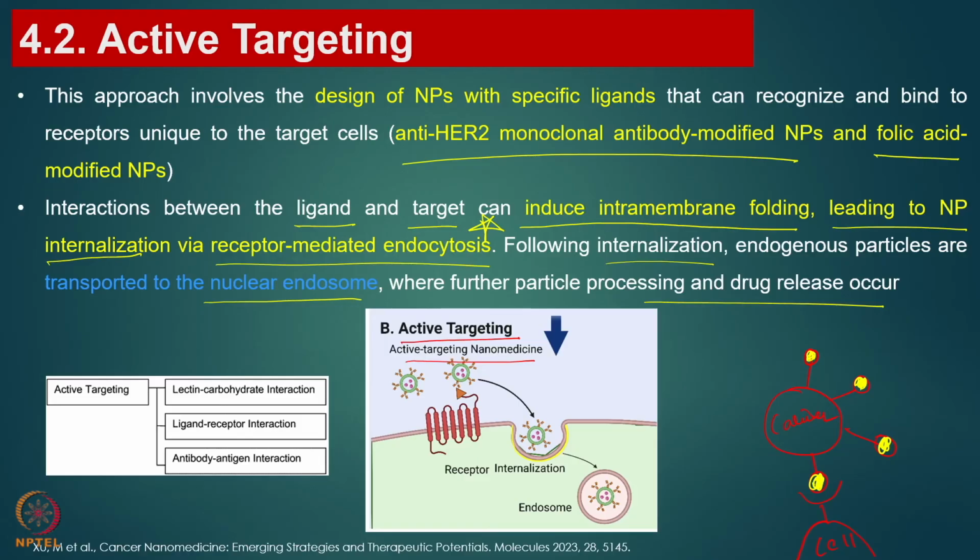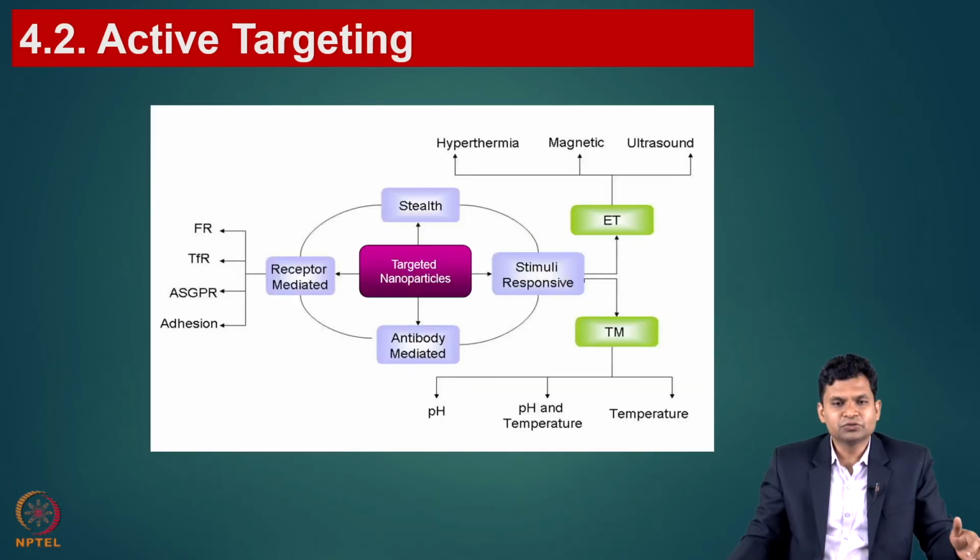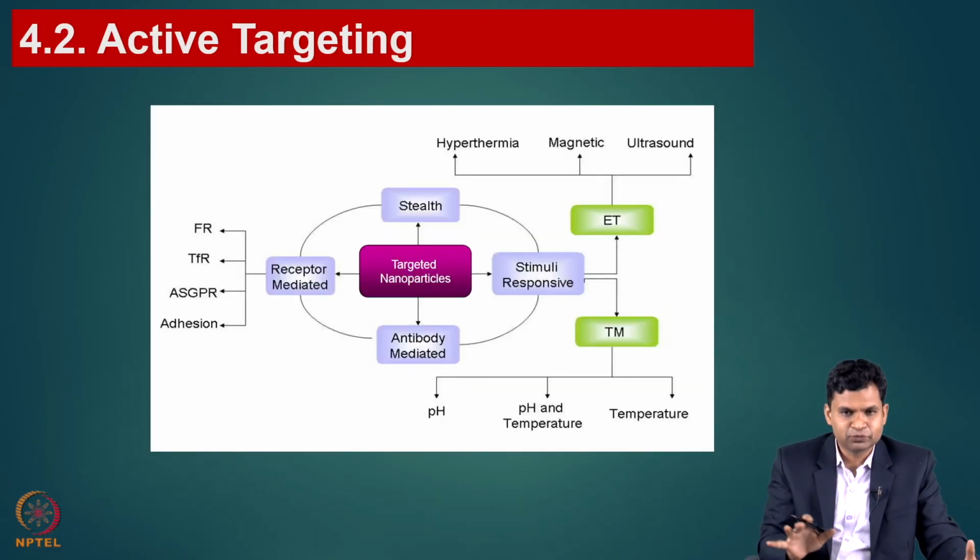You can take polymers, polymeric nanoparticles, lipid nanoparticles, or any type of inorganic nanoparticle, and modify the surface by using ligands. Here you can see the lectin-carbohydrate interaction, which is one technique, as well as ligand-receptor interaction and antibody-antigen interaction. These are a few examples of active targeting. And here you can also see there are other targeting approaches.